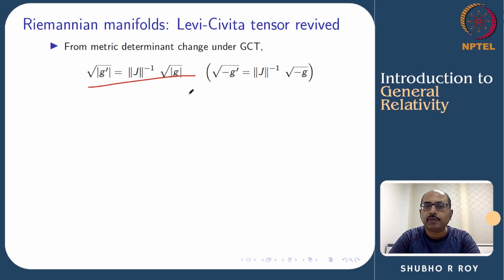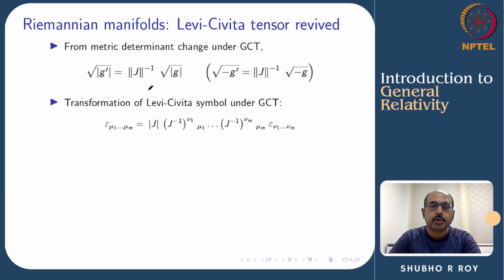If it has one negative eigenvalue, sometimes we write it in this way. So this is what you will find in most textbooks of general relativity, square root of minus g prime, because it has only one negative eigenvalue. So the minus sign makes it positive, and then you can take a square root. It is equal to the inverse power of the Jacobian determinant, except you have to take the absolute value, and then square root of minus g again.